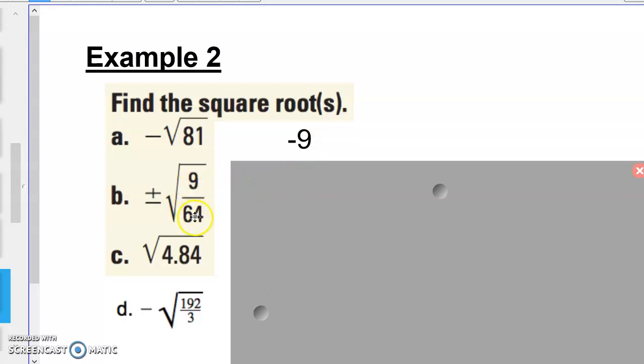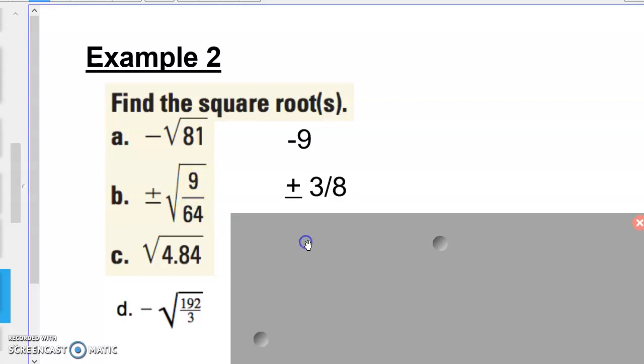Now this one's a little bit trickier. 9 and 64 are both perfect squares. So since they're both perfect squares, I can just find the positive and the negative square root of each of those numbers. The square root of 9 is 3, and the square root of 64 is 8. So then my square roots would be plus or minus 3/8 for that one.